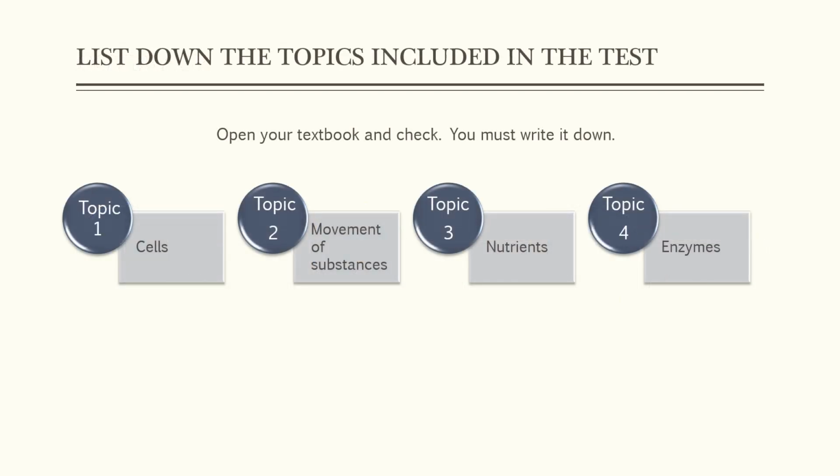Upon knowing the coverage, you have to list down the topics included in the test. Next step is you open your textbook, check, and then take a paper. You must write it down. And then as you open the book, you are able to find out. So, for example, topic 1 will be cells, topic 2 will be movement of substances, topic 3 will be nutrients, topic 4 will be enzymes.